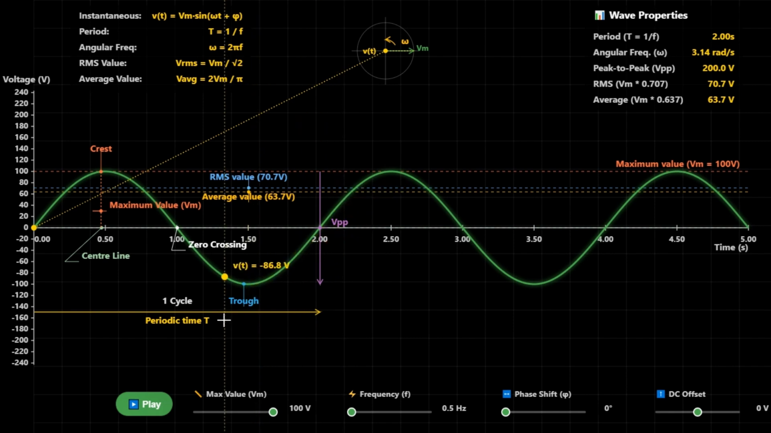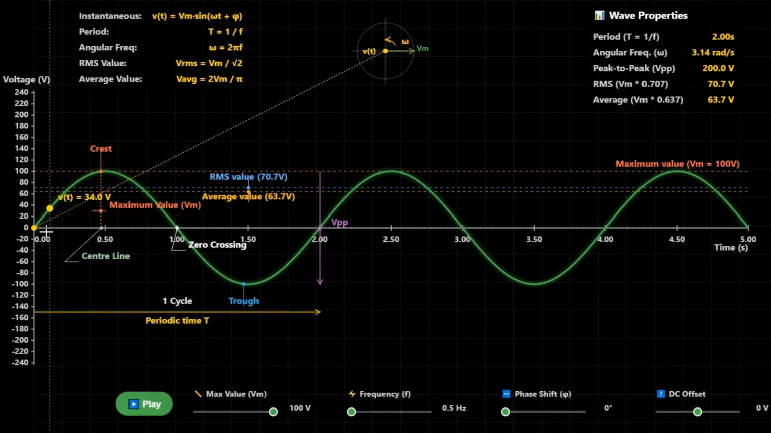Now next is time period or periodic time. Periodic time is represented by capital T. The definition of periodic time is the time it takes for one full cycle is called periodic time.